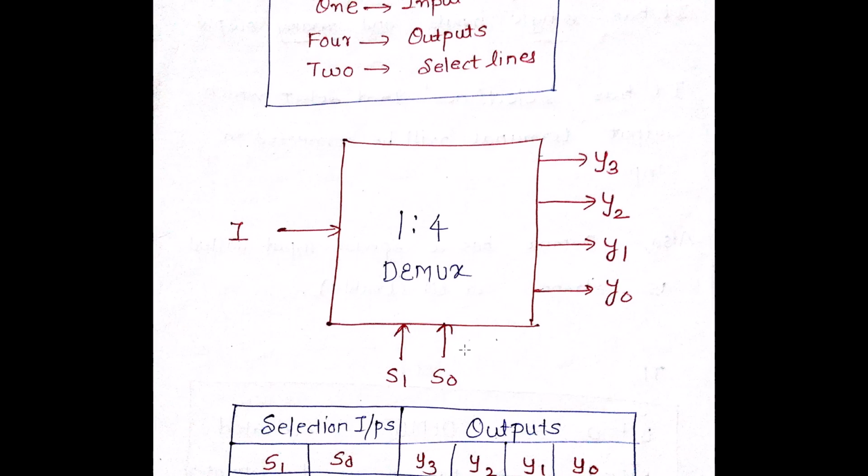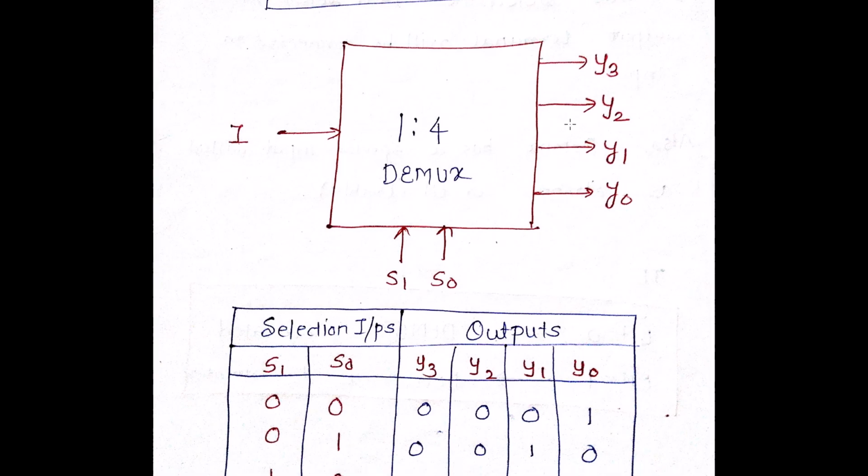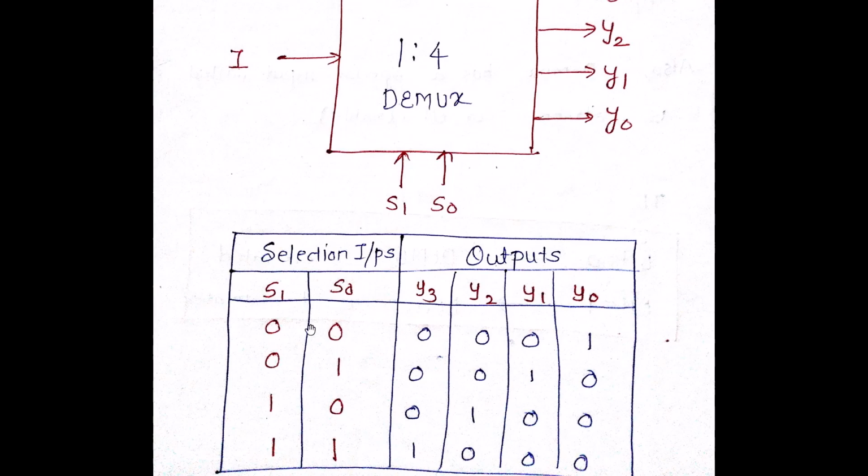As I mentioned earlier, based on the select line values, my input will be connected to a particular output terminal. If S1, S0 is 0, 0, my input will be connected to Y0, hence my Y0 is I. If S1, S0 is 0 and 1, my input will be connected to Y1. Similarly, if it's 1 and 0, my input will be connected to Y2. And if it's 1 and 1, my input will be connected to Y3. I hope I'm very clear to you.